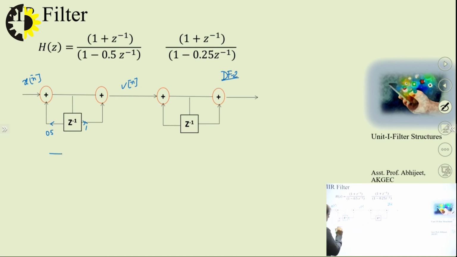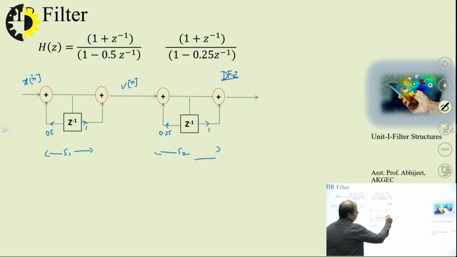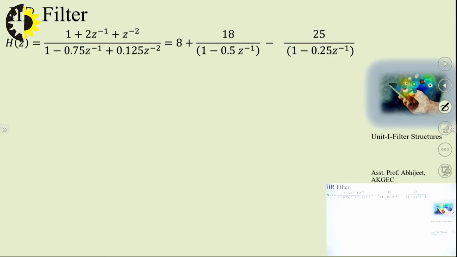This corresponds to S2. And remember, this is the S1 representation and this is S2. So if this is S2, at this side I have 0.25 and this side I have 1. Correct? And we take y of n at the output. So this is the cascade realization of the same system, which was denoted with the transfer function.